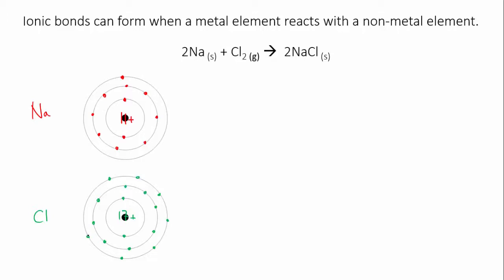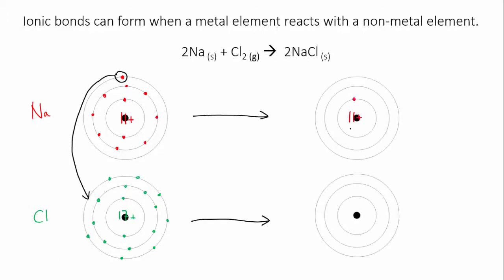Now, recall that it's energetically stable for an atom to have a full outer shell, like a noble gas, and neither of these two do. Sodium has one too many, and chlorine has one too few. So, if the very electronegative chlorine takes an electron from the less electronegative sodium, they'll both be happy.